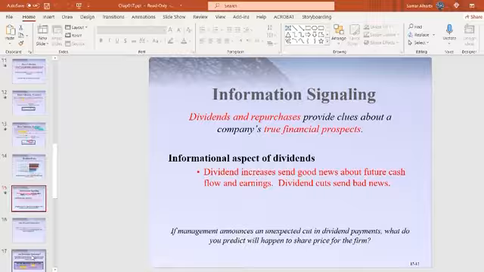Okay, so in general, if there is an increase in dividends, this sends good news about the future cash flow of the company. So if, for example, this year's dividend was $1 and next year they increase it to $2, this is a good sign. It means they are confident. They are getting more cash and they want to distribute it. Dividend cuts, definitely, will send bad news to the market. So as a financial manager, you need to be careful not to play with the dividends. You even don't cut the dividends.